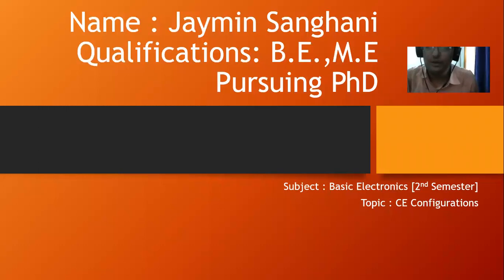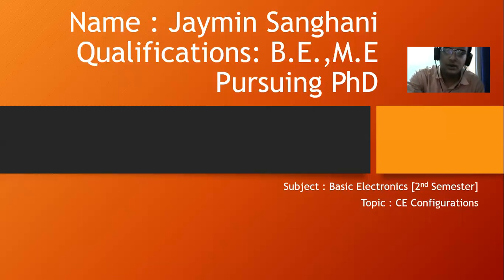Today, I want to discuss a topic related to basic electronics, chapter number 2, the common emitter configuration. First, I will discuss the common emitter configuration, and then I will discuss the input and output characteristics of the common emitter configuration of the transistor. In this particular session, first I discuss the fundamental configuration.